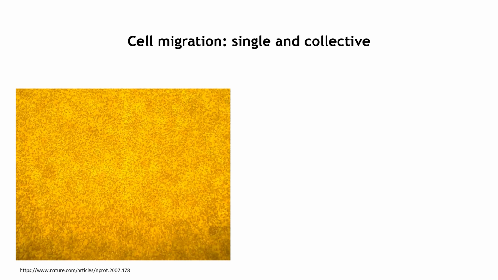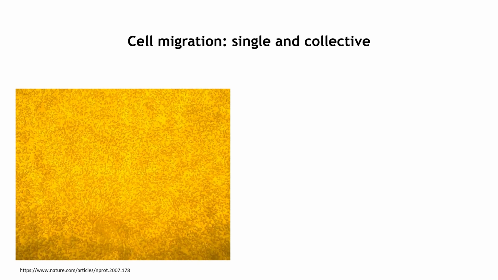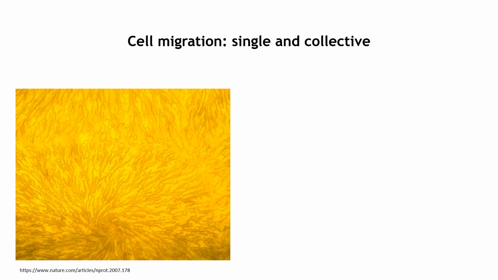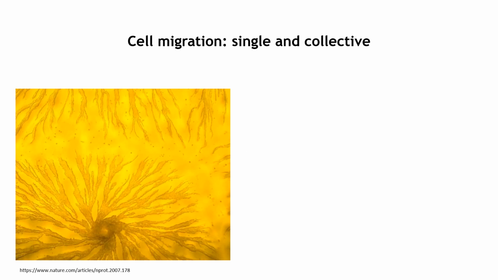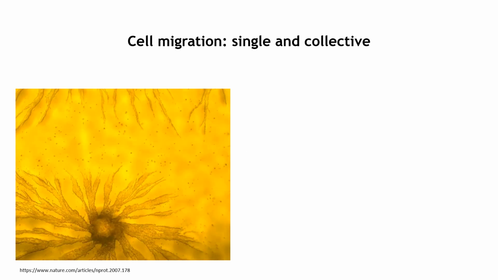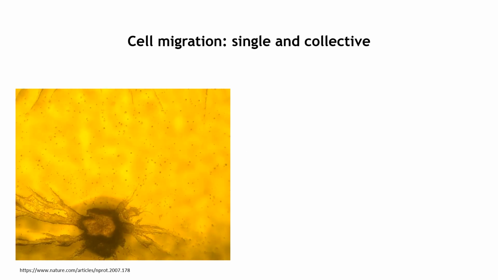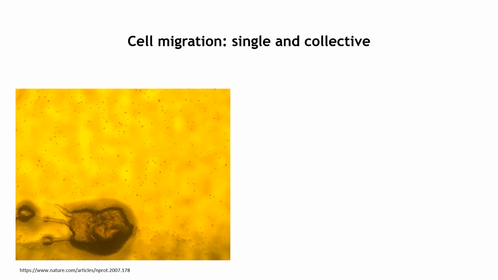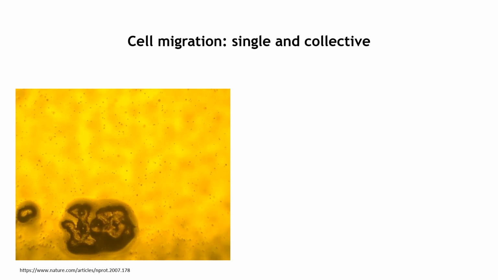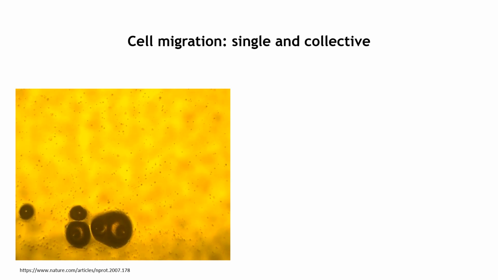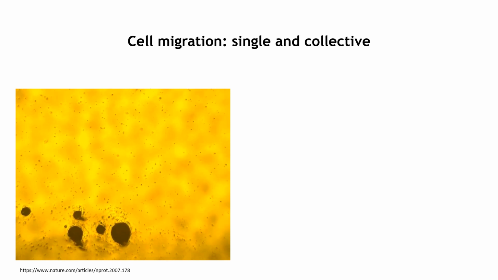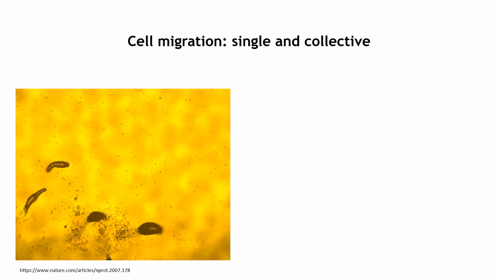So here, each one of these dots that you see are single cells, and they start interacting, and they start displaying a collective migration. So instead of behaving as a single organism, they start behaving as a multicellular organism when they start forming here. Okay, and here they start moving collectively, although in the beginning they were moving as single organisms.